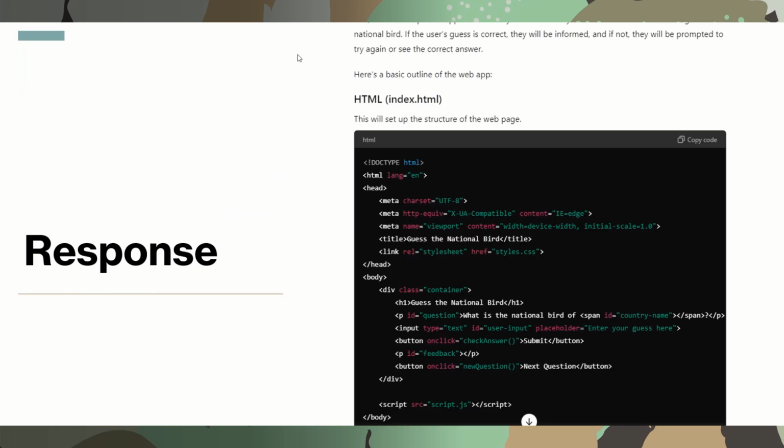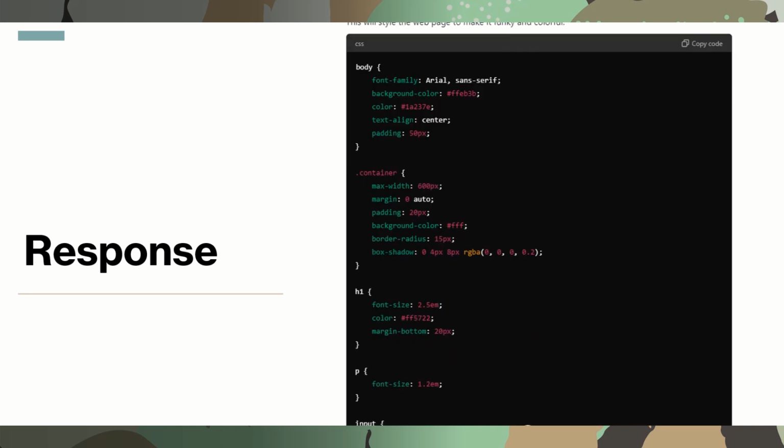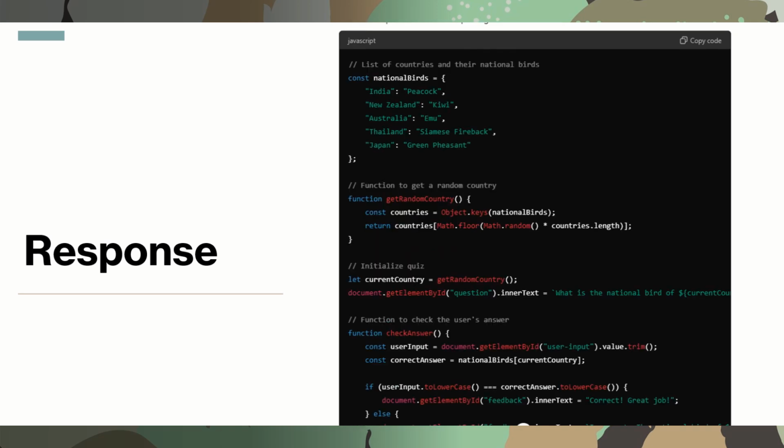ChatGPT basically starts giving me the response, and it gives me the code. So basically, it has given me the HTML code, which would display the app to me. It gives me the CSS code, which styles the web page. And this is where the magic happens, or rather the logic of the program, which is in a JavaScript file.